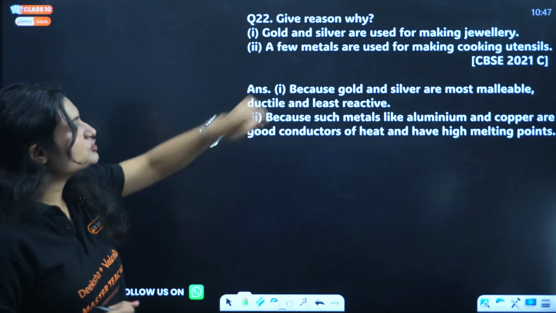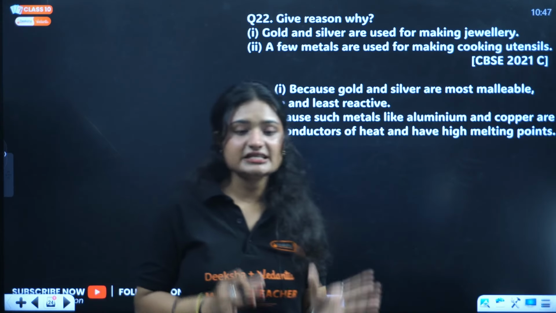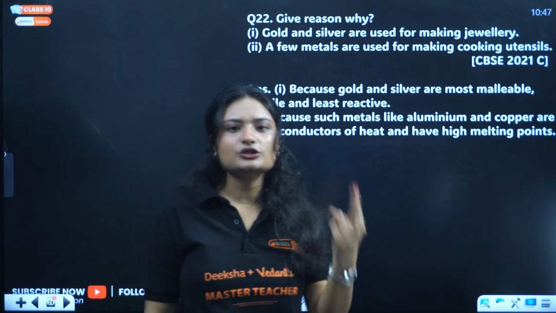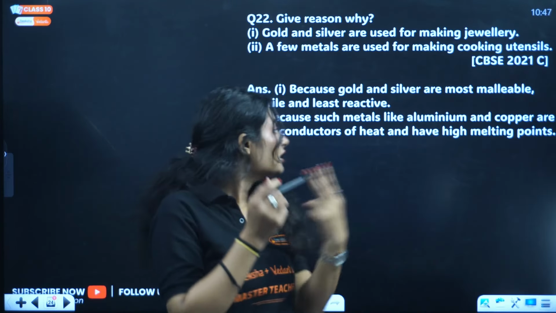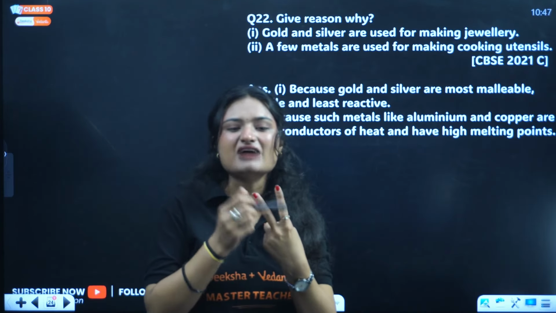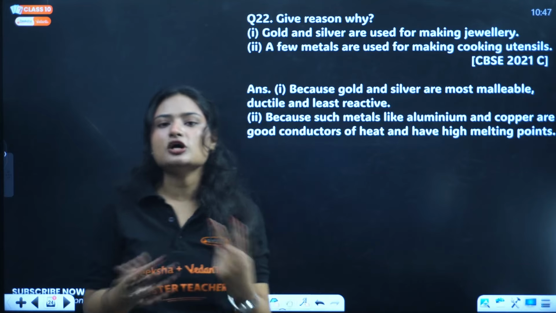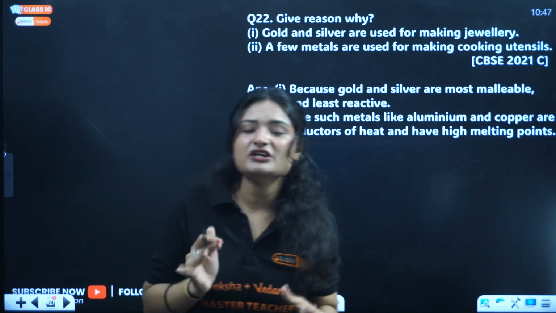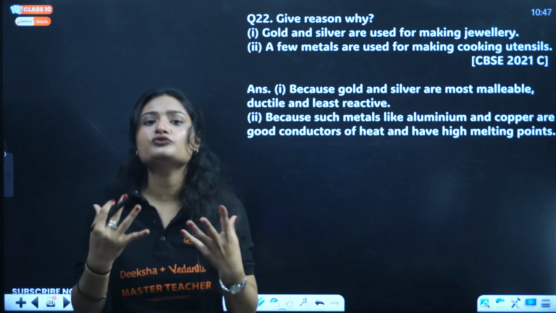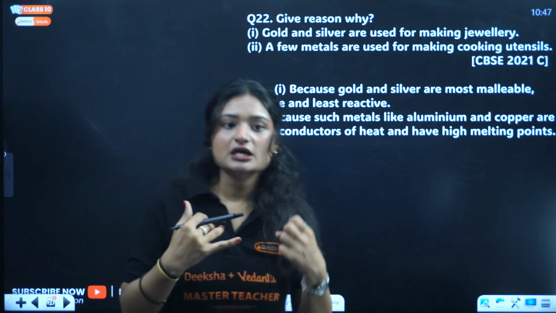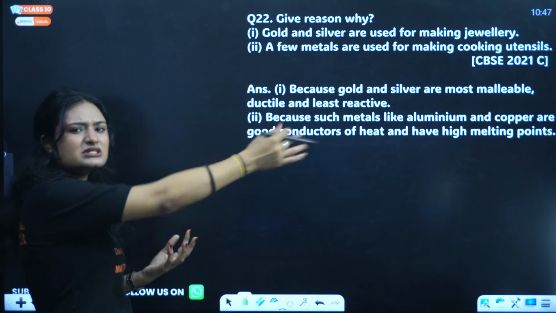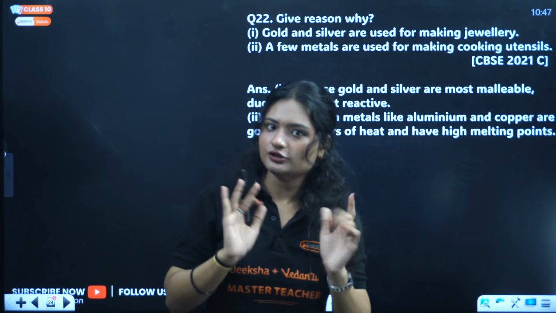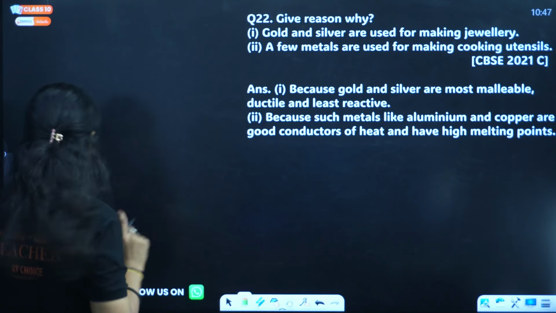A few metals are used for making cooking utensils. Yes, only a few metals. Why? Because for any cooking utensil you need two things. You need them to have a high melting point so that they do not melt when you are cooking your food, and they need to be good conductors of heat so that your fuel gets saved. Because of that reason we use mostly aluminum and copper for cooking our food, my dear kids.